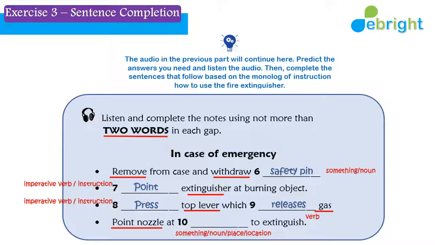will release gas. Don't forget to focus on the grammar also. You need S, releases, because the top lever is singular. Because the subject is singular, you should add S for the verb. And then number 10, point nozzle at burning materials to extinguish, such as paper and woods. Yes, that's the end of the audio, so remember that.